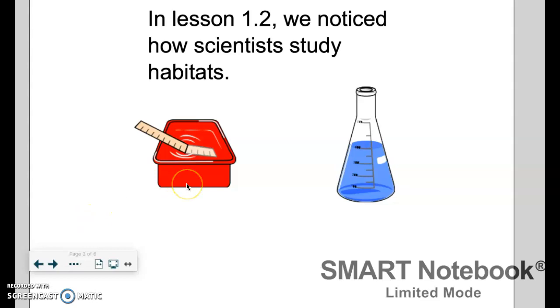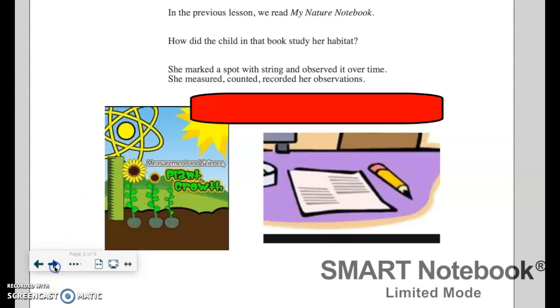Okay, so remember the last lesson, we noticed how scientists studied habitats. So they studied it a certain way. A lot of them measured, they used their eyes, they smelled, they tasted things. So today what we're going to do is we're going to look at this.